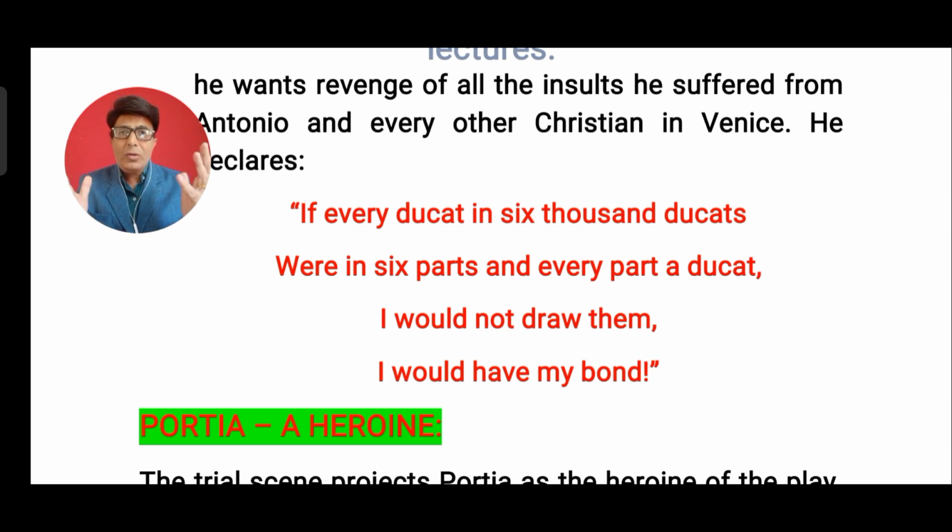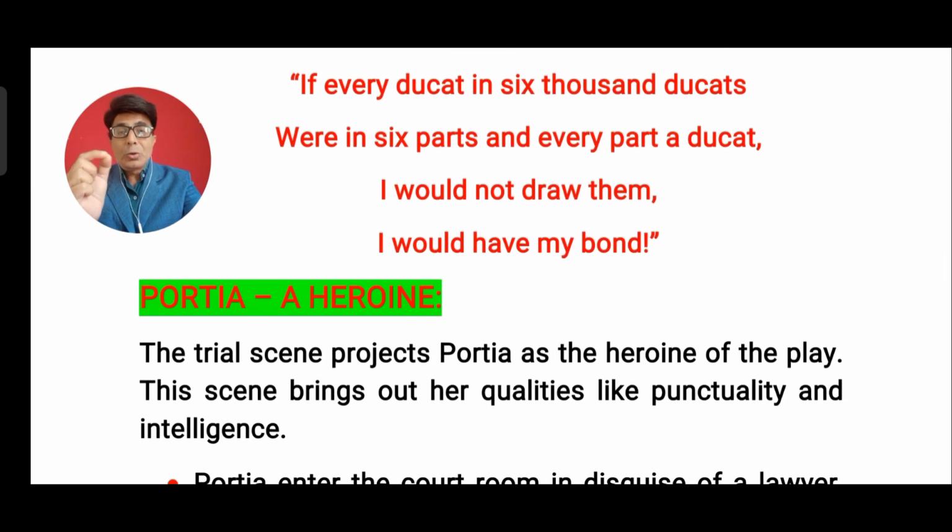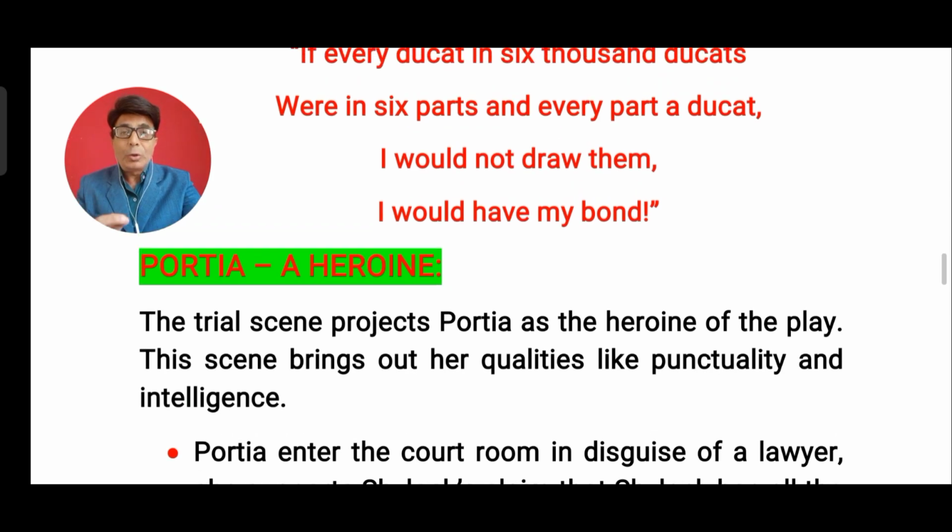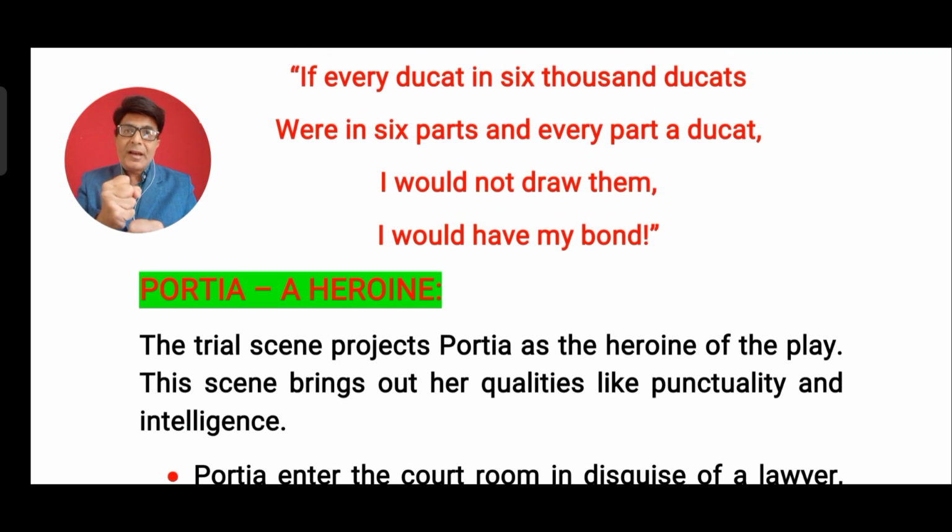He says that now the time is over. I don't want my ducats back. I don't want any money from Antonio, any money from Bassanio, any money from the Duke. I want justice, and as per the law, as per the bond, I am free to take 1 pound of flesh from Antonio's body. So this is how this scene projects Shylock as a firm, cruel, bloodthirsty villain in this play. So this is one part.